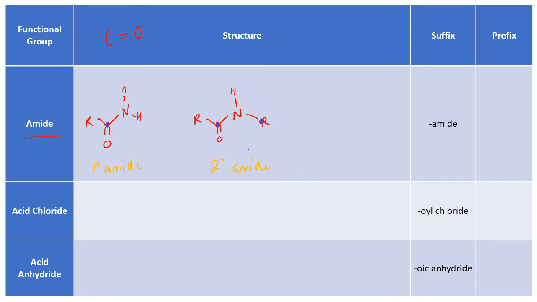And lastly, we could replace all the hydrogens with carbon chains. So we have our carbonyl, nitrogen, and an R group here and an R group here. So off of our nitrogen, we've got 1, 2, 3 carbons. This is our last one, tertiary amide.